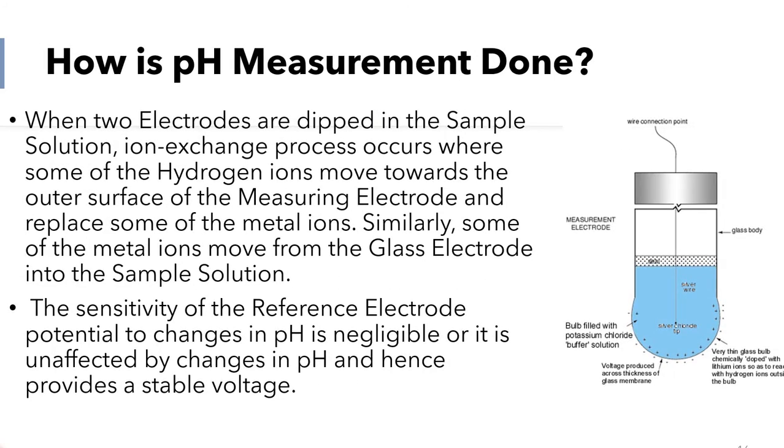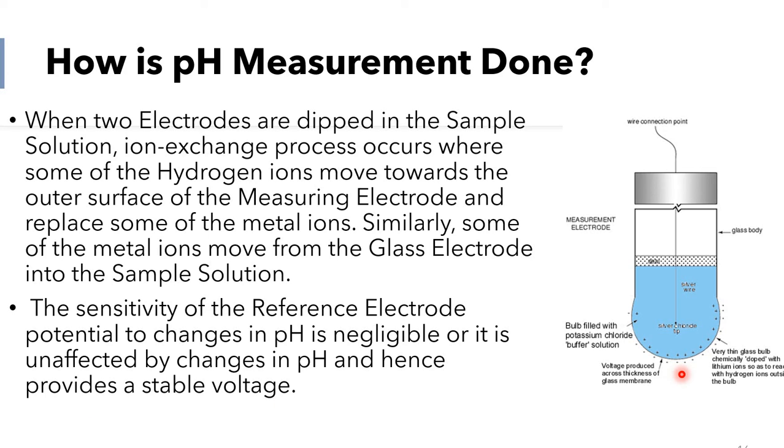When two electrodes are dipped in the sample solution, ion exchange process occurs where some of the hydrogen ions move towards outer surface of the measuring electrode and replace some of the metal ions. Similarly, some of the metal ions move from the glass electrode into the sample solution. The reference electrode potential is unaffected by the changes in pH and hence provides a stable voltage.